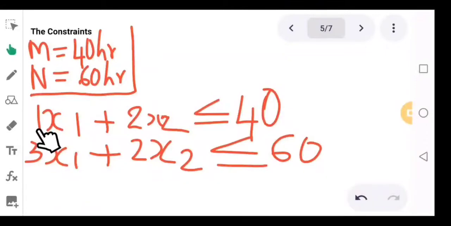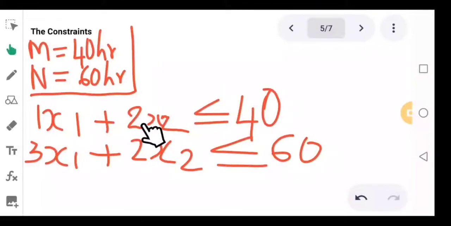1 is nothing but 1 hour. 1 hour is required to produce 1 unit of P. But we don't know how many units of P we are going to produce. So we assume that the number of units of P is x1. So to produce x1 units of P, we require x1 into 1 hour. Similarly, we require 2 hours to produce 1 unit of Q at machine M. This also is at machine M. So at machine M, to produce Q, we require 2 hours.